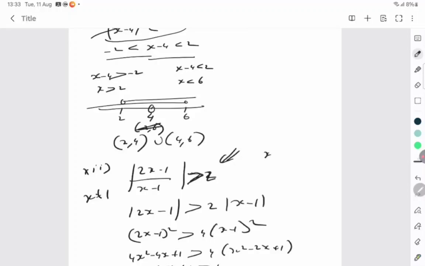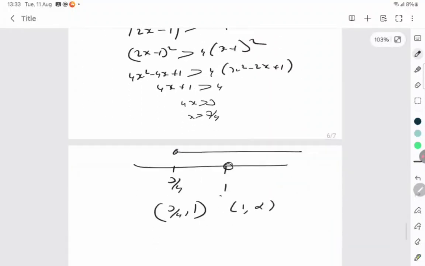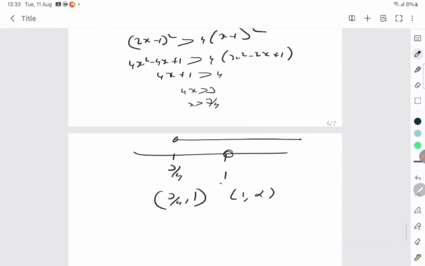If x becomes 1 by 2, 2 into 1 by 2 minus 1, 1 minus 1 is 0. It's becoming lesser than 2. So you know 1 by 2 and all those regions cannot even come. Therefore, I can't include 1 by 2. Where will 1 by 2 come? There will be 1 by 2 here. I can't include 1 by 2.